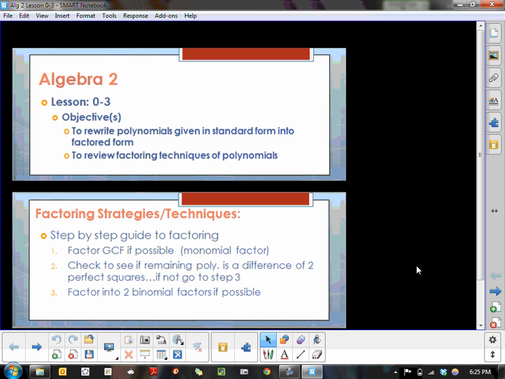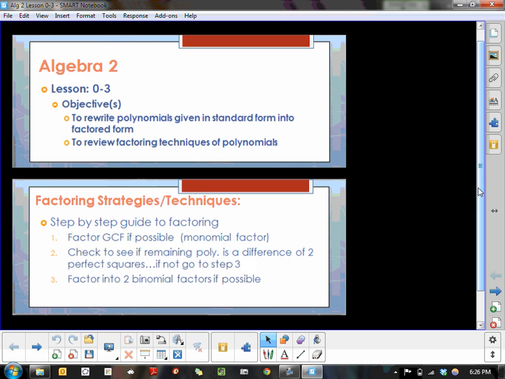So here are our two objectives. We want to rewrite polynomials in given standard form into factored form. There are two vocabulary words here, standard form and factored form, that we need to be familiar with. And then we also want to review factoring techniques of polynomials. So there are some things here that we've got to go through and hopefully try to communicate. I reviewed some of the basic techniques that you have used in Algebra 1 and through geometry.